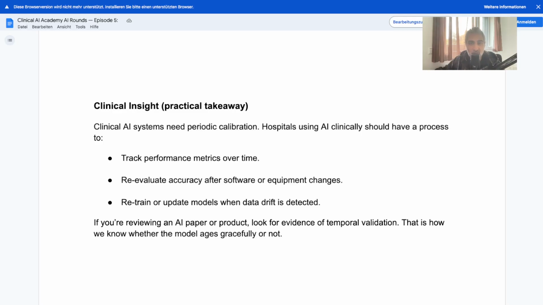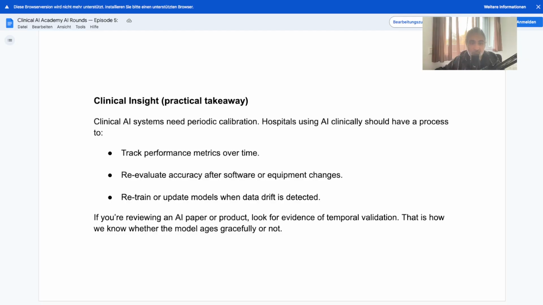So after you achieve your CE mark, for example, you need to keep track and to clinically evaluate the evidence that your model is still safe and works as intended and is still as efficient as you are claiming.